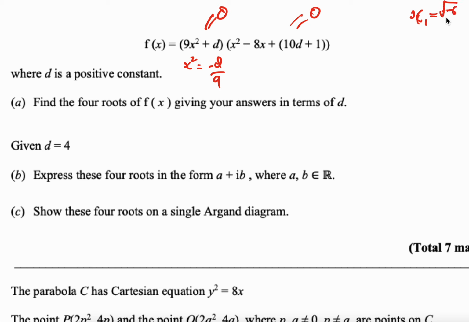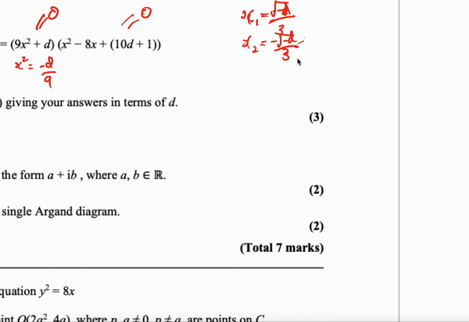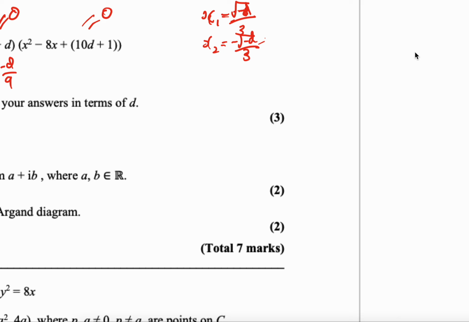over 9, which is root minus d over 3. And x2 is negative root of minus d over 3. Obviously d is probably a negative number, otherwise that gets a bit messy. And then how to find this? Well, use your quadratics, right? So a is 1, b is minus 8, and c is 10d plus 1.